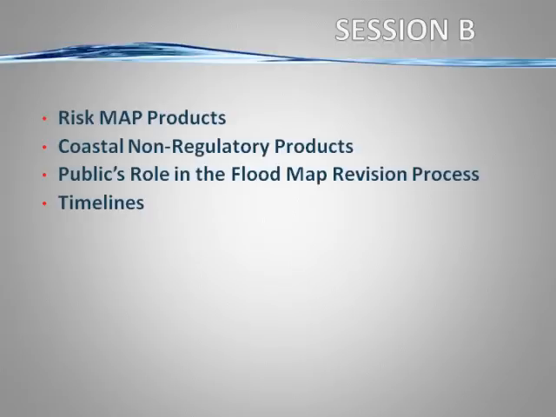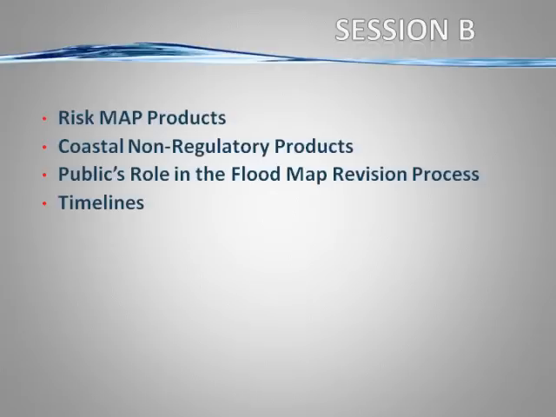So for session B, we're going to talk about what the risk map products are. This is the really cool stuff that you're going to actually have in a map. You can see flood depth grids, analysis grids, hazard grids, but it's going to show on a digital map. For instance, you could actually convey this on a Google map. I don't know if you guys took the time to check out the advisory-based flood elevation maps on the Region 2 Coastal website. These products can also be shown on maps similar to that. So we're going to talk about the coastal non-regulatory products. People always talk about regulatory and non-regulatory products when it comes to risk map. I'm going to talk about that and explain exactly what that is. The public's role in the flood map revision process and the timeline.